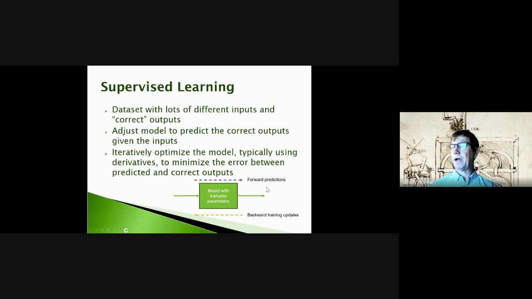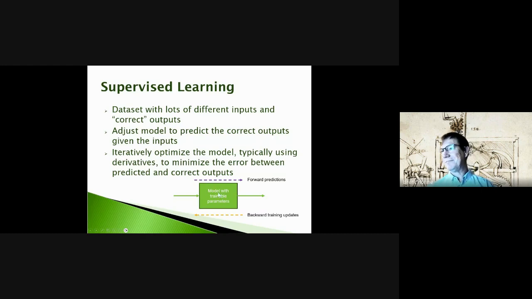We're going to compare that with what we know should have been predicted, right? And that's that correct output. And then we're going to somehow adjust the parameters of this model in order to fit it to that data, so that now when we put data in, it predicts something that very closely aligns with the correct outputs. We're going to typically do that in an iterative way.